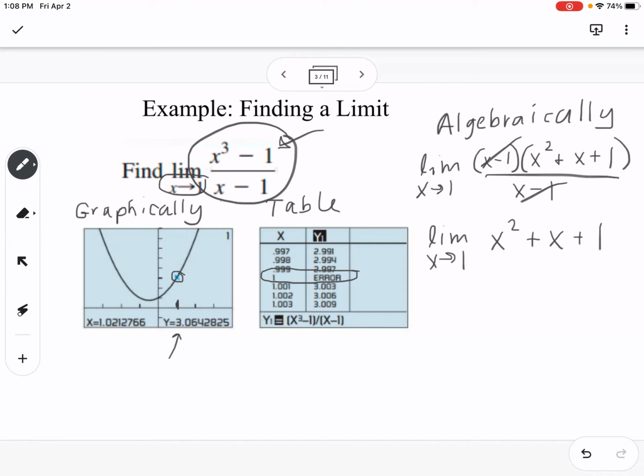By factoring and canceling, we now can use direct substitution. So this would be 1 squared plus 1 plus 1, so that would equal 3. So algebraically, we show that the limit is 3.